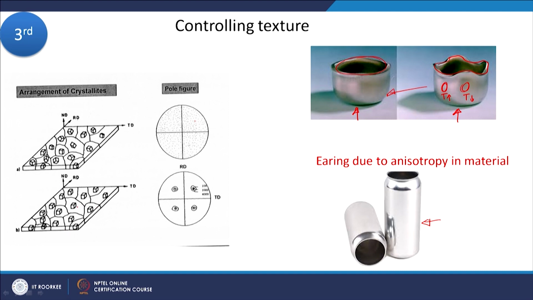Whereas, in this case all the cubes or all the unit cells are oriented in one particular fashion, and that is why you can see a very strong texture in this material. So, by controlling this particular orientation of unit cell within each grain, of course, you have to do processing for that, then you will be able to have a forming which is desirable.